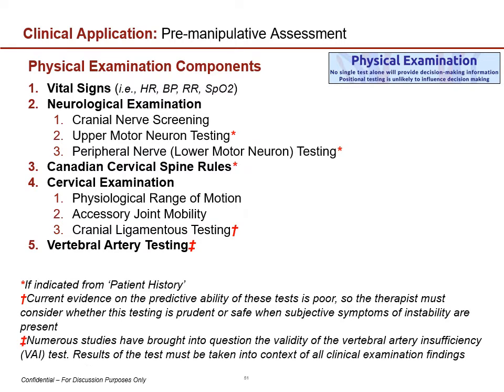Vertebral artery testing. Numerous studies have brought into question, again, the validity of vertebral artery insufficiency testing within the clinical setting. Results of the testing may be taken into context of all clinical examination findings. Once again, it has been described more recently that there's been a move away from it as being the standard of care, from the standpoint that its validity really hasn't held up. Okay, and then within the actual lab section, we will go through the cranial nerve screening as well as the accessory joint mobility. Physiological range of motion was otherwise captured with the cervical spine examination as part of the curriculum for the residency.